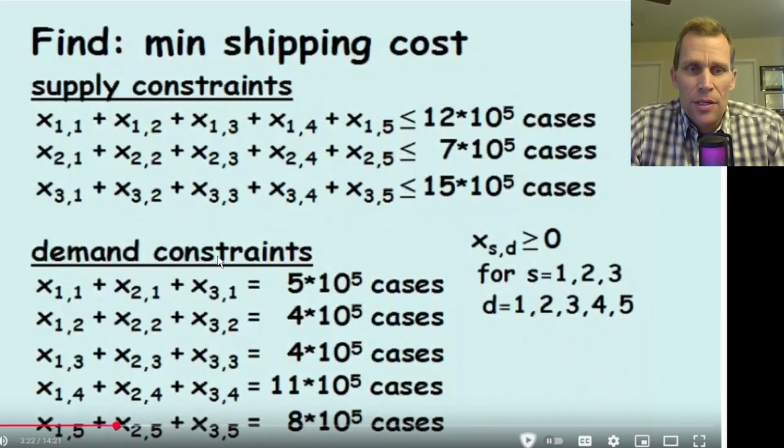And then the demand constraints are down below. This basically is a minimum where we have to have at least these different amount of cases delivered to the warehouse. And of course, we have the non-negativity constraints for all of our 15 decision variables, which is all 3 factories delivered to each of our 5 different warehouses for supply and demand.